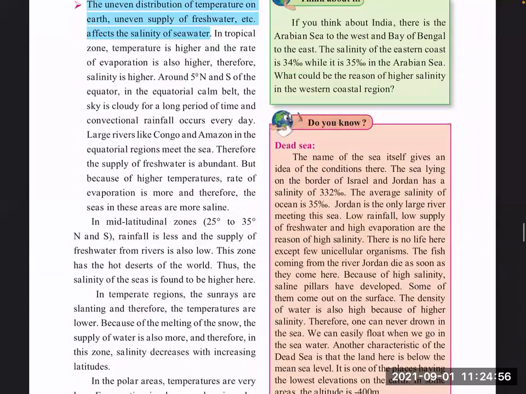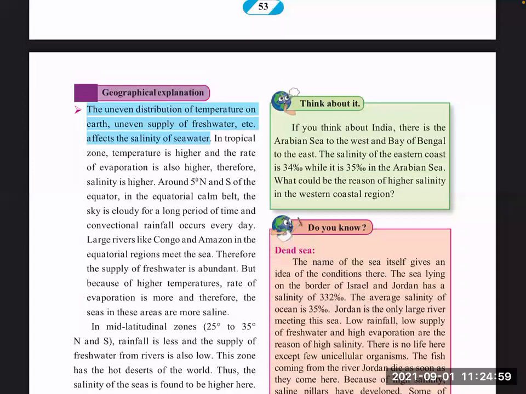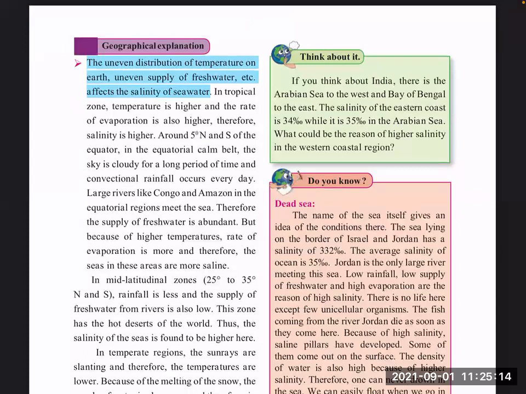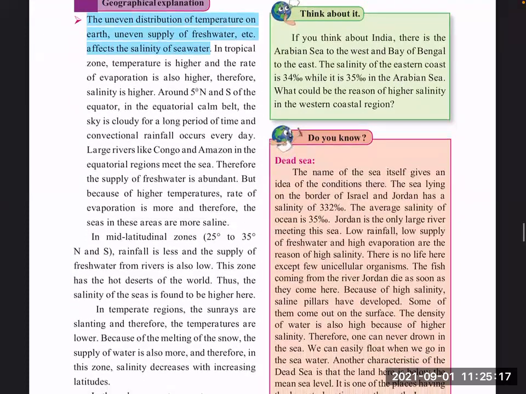See, the uneven distribution of temperature on Earth, uneven supply of fresh water, etc. affect the salinity of seawater. In the tropical zone, nearer to the equatorial zone, the temperature is higher and the rate of evaporation is also higher. Therefore, the salinity is also higher around 5 degrees north and 5 degrees south. Both sides, nearer to the equator, there is more freshwater supply, but at the same time evaporation is also more. The salinity of the sea level is also more.